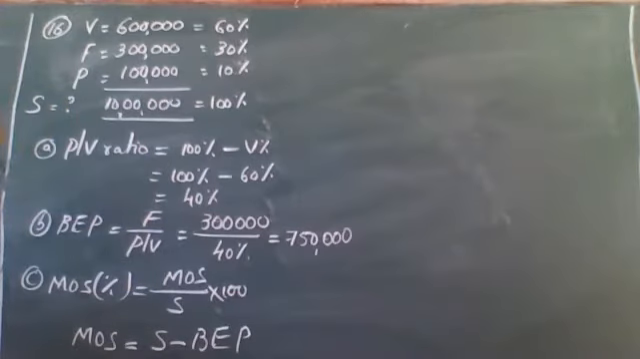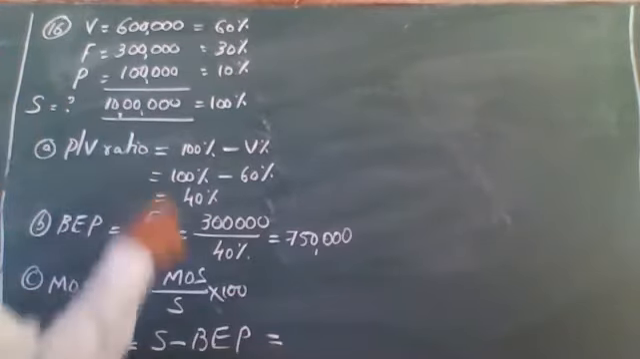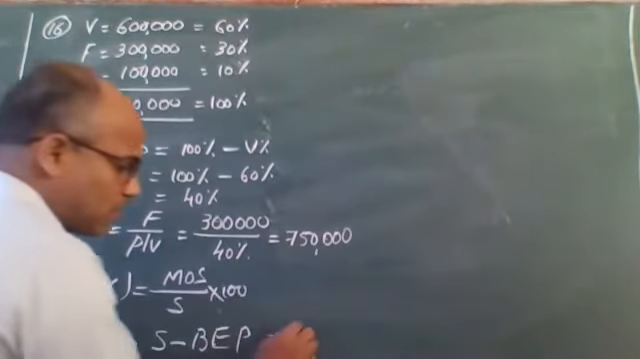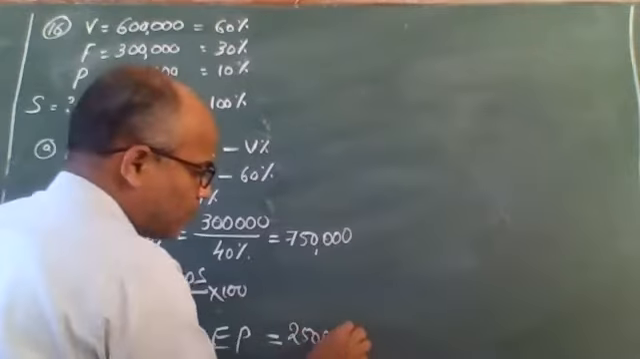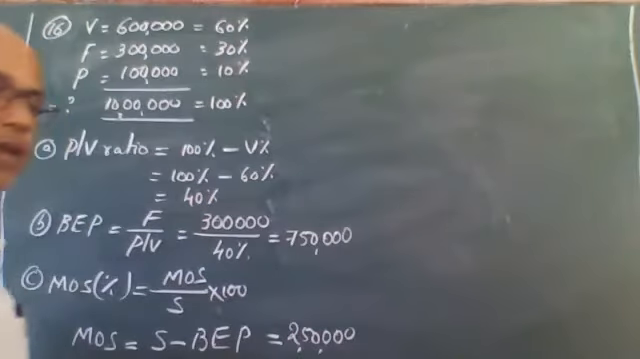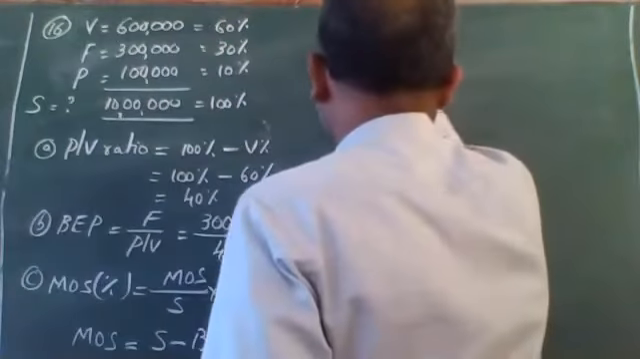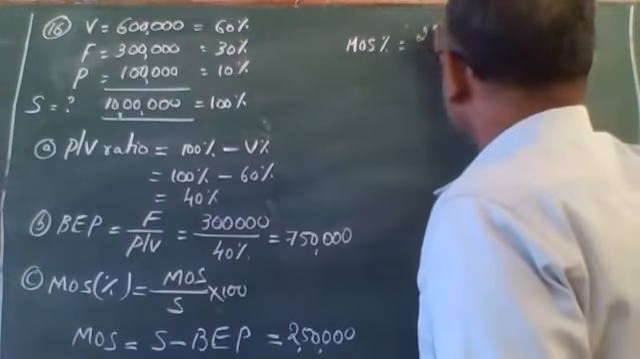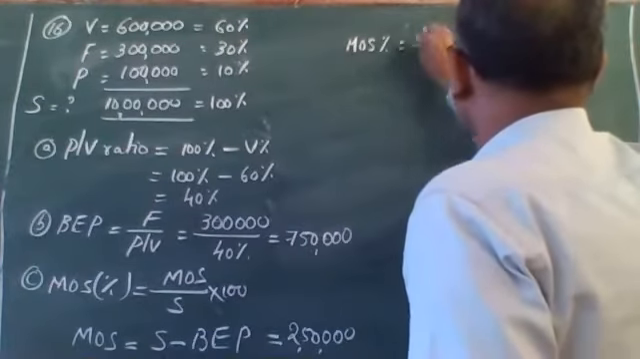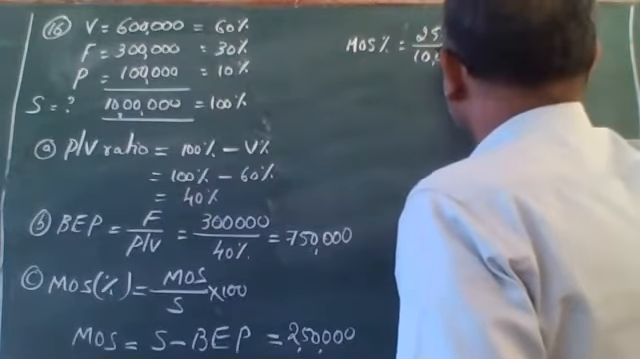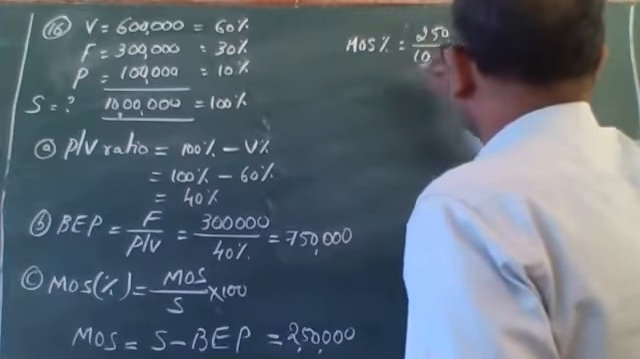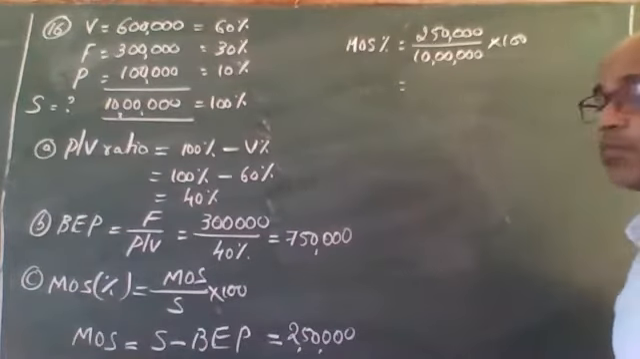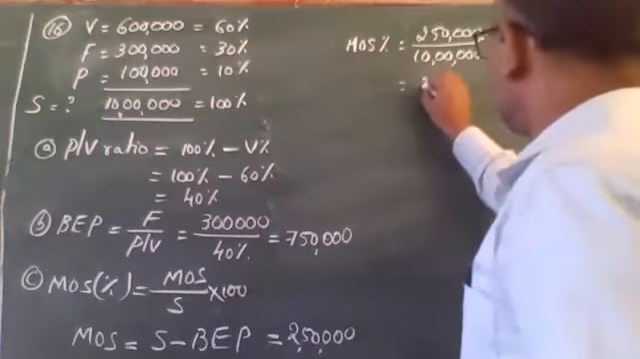Sales is how much here? Sales is 10 lakhs. BEP 7 lakh 50. So 10 lakhs minus 7 lakh 50,000 comes to 2 lakh 50,000. Why did we calculate MOS? Because when I want to find out MOS percentage, I want MOS, that is 2 lakh 50,000, and I want sales, that is 10 lakhs into 100. So 2 lakh 50 upon 10 lakhs into 100 gives you 25%.